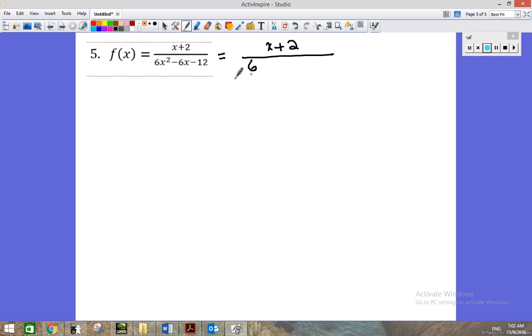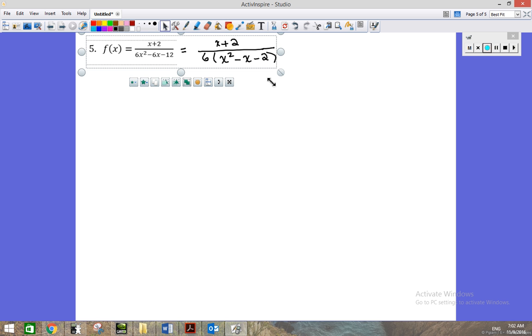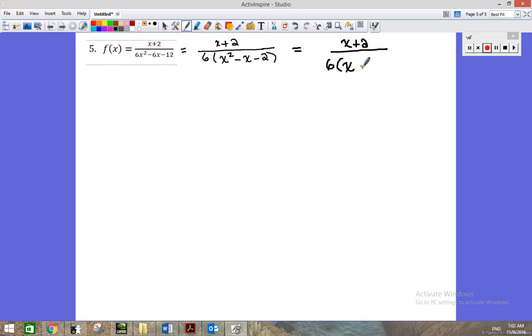Well, I notice here that all of these numbers are divisible by 6. So let's factor out that greatest common factor of 6. And we have x squared minus x minus 2. And then we see that this now factors to 6 times x plus 1 and x minus 2.